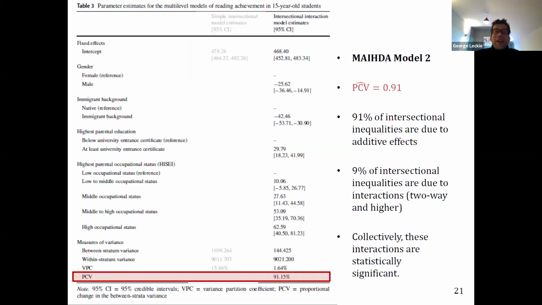But before we do so, here are just the results from Keller. She found that those additive main effects accounted for 91% of what's going on. Just 9% are deviations from additivity. So from a conventional linear regression perspective, we're saying that 9% of the variability is due to two-way and higher-way interactions, if you like. So statistically, model 2 is definitely preferred. We've got a meaningful amount of departures from additivity.